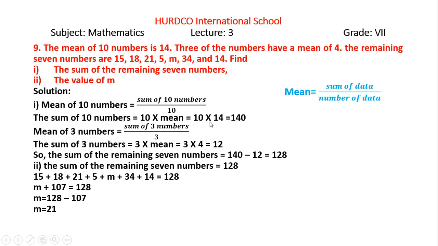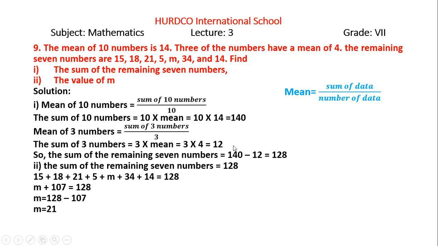Next part, 3 of the numbers have a mean of 4. Mean of 3 numbers is the sum of 3 numbers divided by 3. Do the cross multiplication, you get the sum of 3 numbers is 3 into mean, 3 into 4, which is 12. So the sum of the remaining 7 numbers, how to find out?